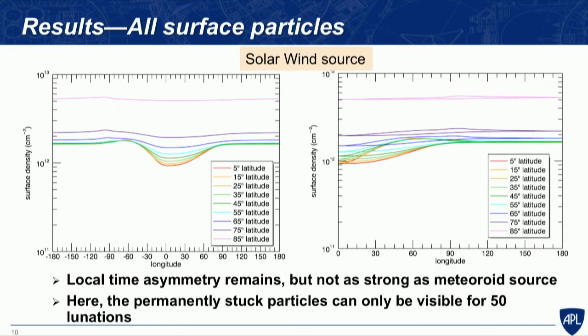If you look at the solar wind source, you get a very similar situation. Here we use 50 lunations for the amount of time that one of those long-term sticking things lasts. And with the solar wind source, you don't have quite the same asymmetry from the dawn to dusk side as you do with the meteoroid source.